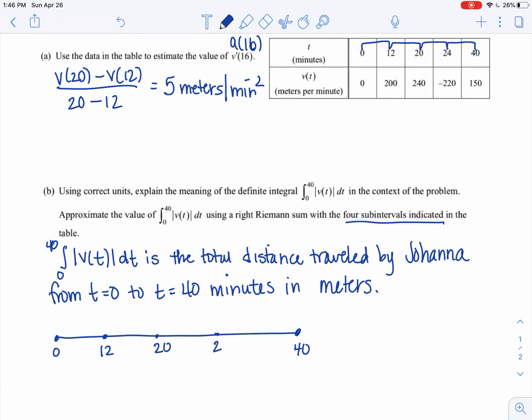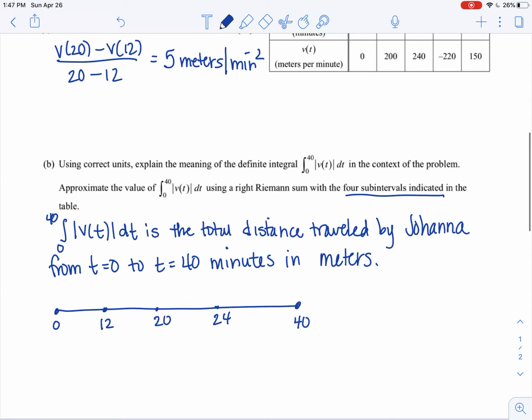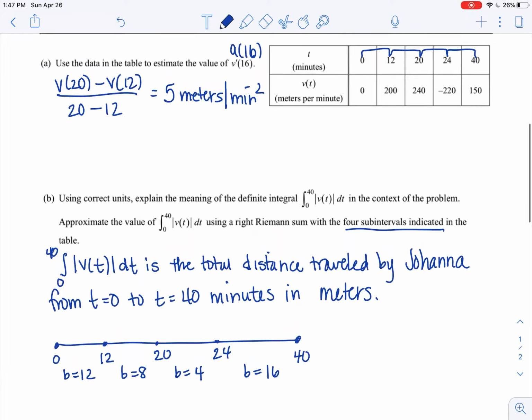So that means that you're not going to be able to just factor out the common base. You're going to actually have to do base times height plus base times height plus base times height and so on and so forth. So this first one has a base of 12. The second one has a base of 8. The third one has a base of 4. And the last one has a base of 16.